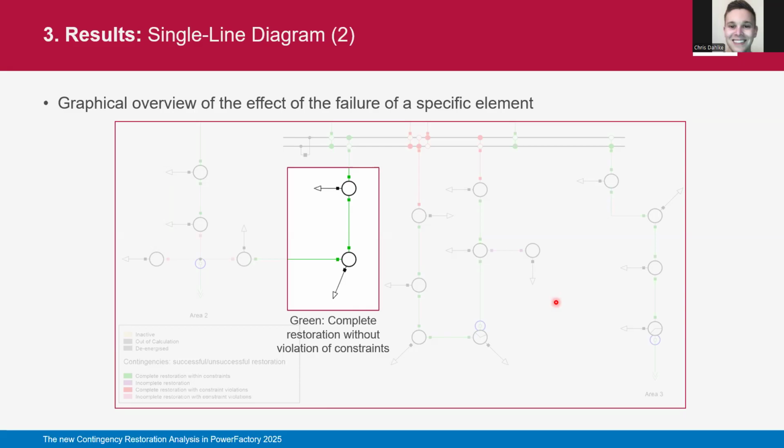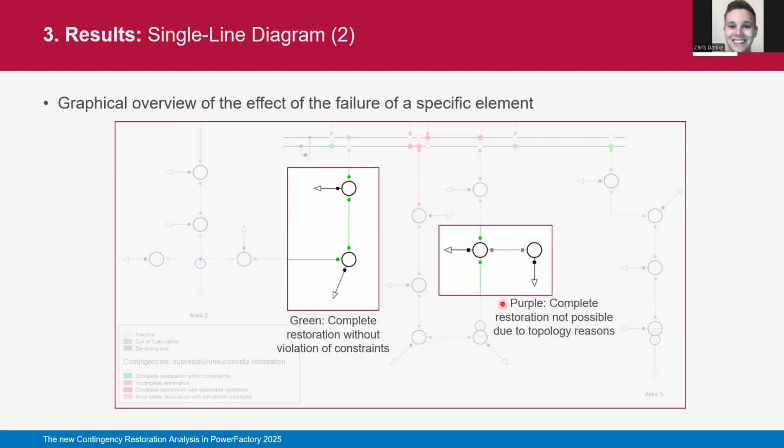Of course, this should be the case for the most parts of your grid. So you hope that almost everything is displayed in green, but there may also be other cases. One of them is shown in purple here. This means that the restoration is not possible when this element fails, as there's no other topological way to restore the power. So this station here, for example, only has this line as a connection. So if this line fails, of course, it's not possible to resupply this customer here. So those are topological problems or ways for improvement that you can see with this color.